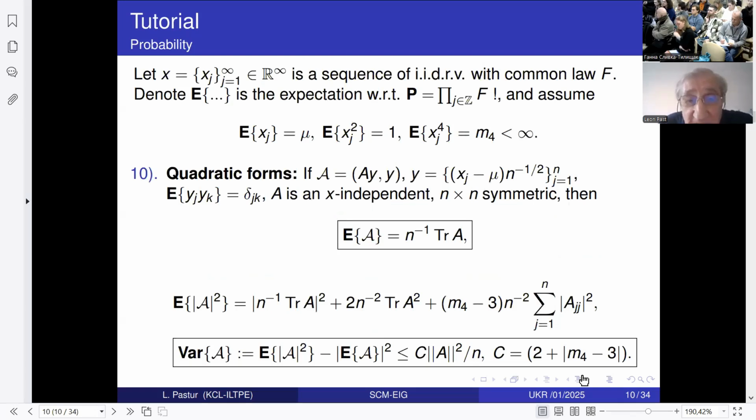And one more thing that I need: if you have just a quadratic form, quite simple, you have a matrix, you have a random vector, and you know this random vector has independent components satisfying this condition, then the expectation of the quadratic form is just 1 over n trace of A, and since this vector y is random, the form is random, and the variance of this random form, which is, by definition, the expectation of the square minus the square of the expectation, is bounded by the norm of the matrix squared and 1 over n.